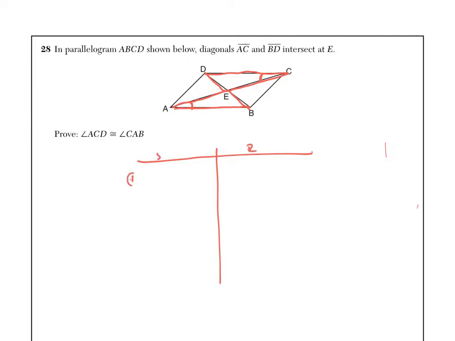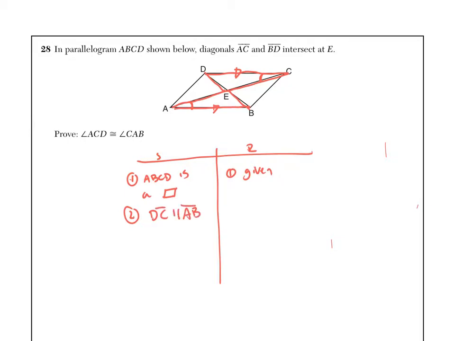Our givens is this. 1, ABCD is a parallelogram, okay? And that's our given. All right? Now, since I know that's our given, I can state this. 2, I know that DC is parallel to AB. So I could say DC is parallel to AB.